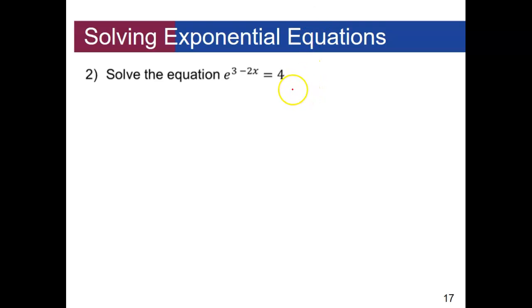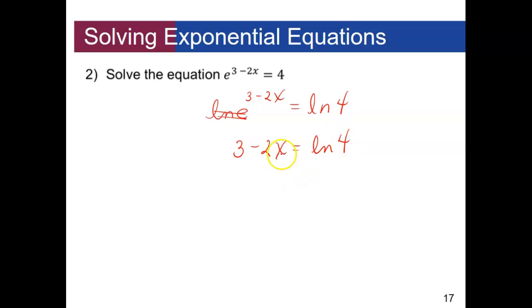Okay, here's one I would suggest you try. If we look at this one, we don't have anything that we can add or subtract to get rid of this. We can't divide anything away, so we're pretty much ready to go ahead and take the natural log of both sides. And again, I chose natural log because I have a base of e in my exponential function here. Okay, so those are going to cancel.